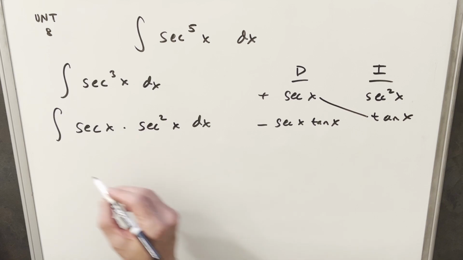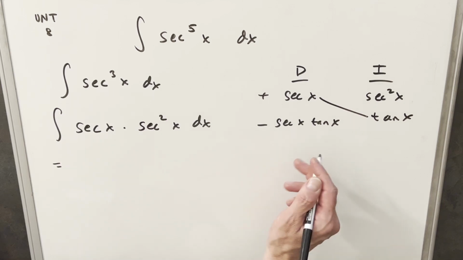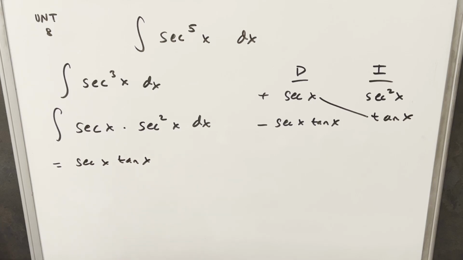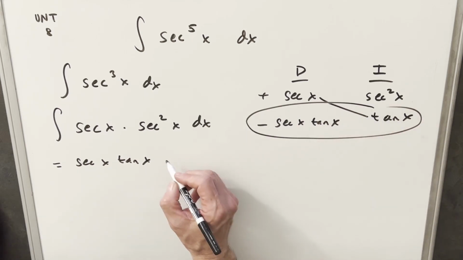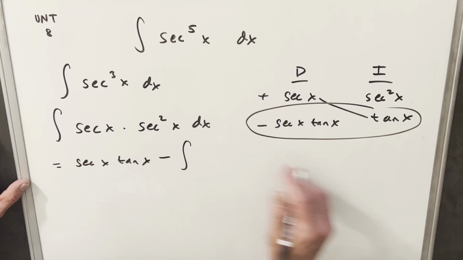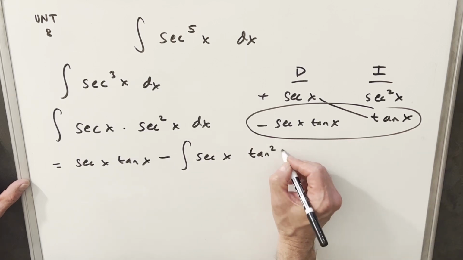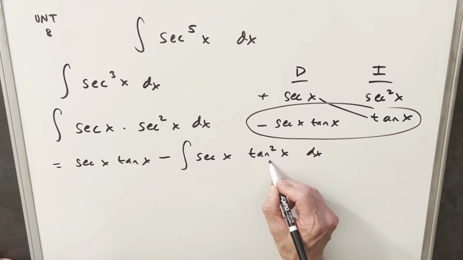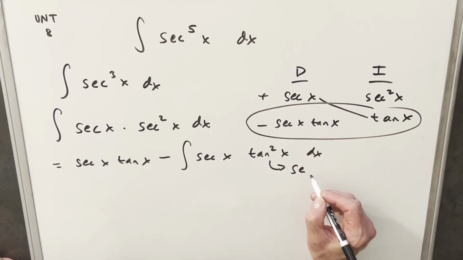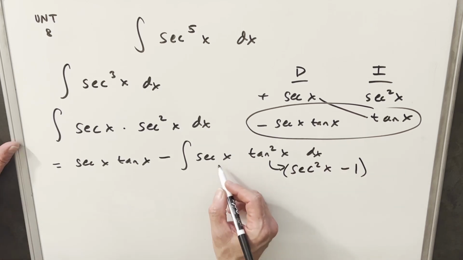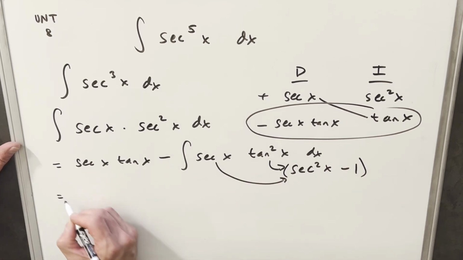So we're going to have part of our solution right here on the diagonal. The first part is going to be just secant x tan x. And then we need to integrate this piece. So this is going to be minus, multiplying this together, secant x times tan squared x dx. Well, for tan squared x, I'm going to use the identity and rewrite this as secant squared x minus 1.